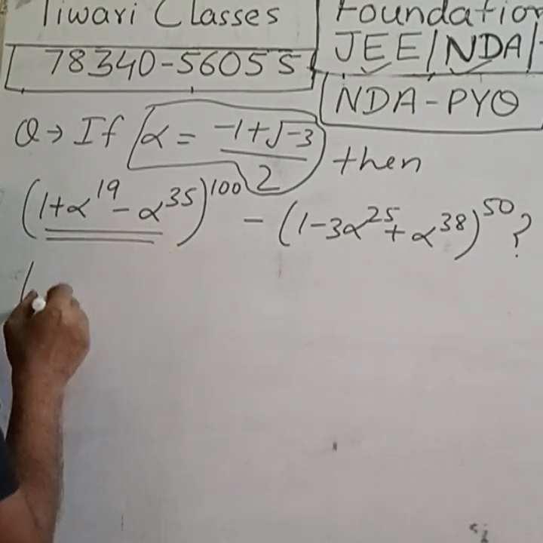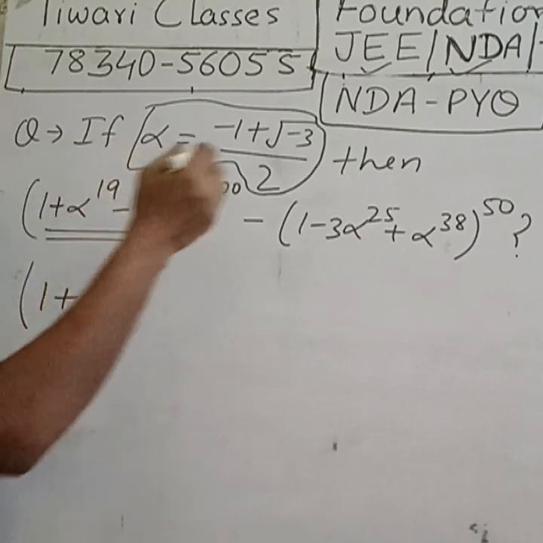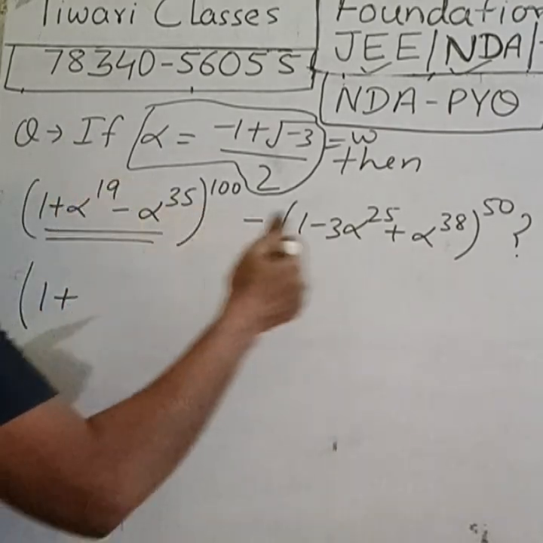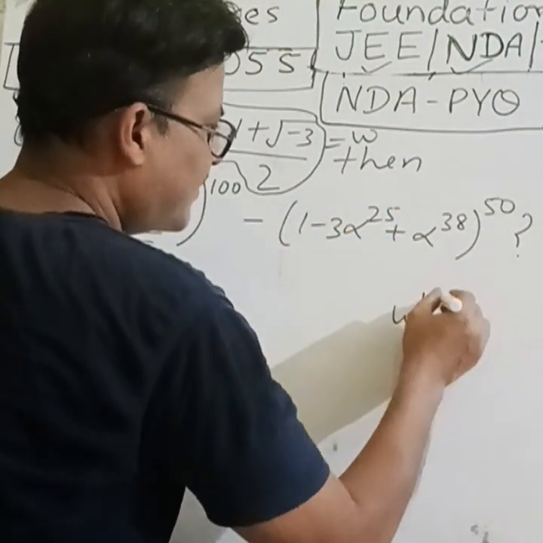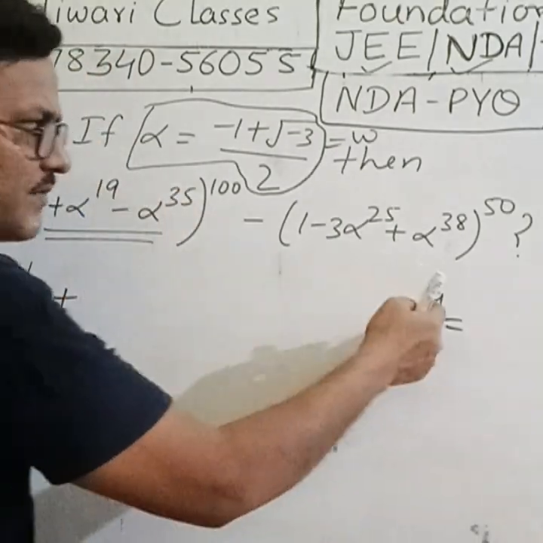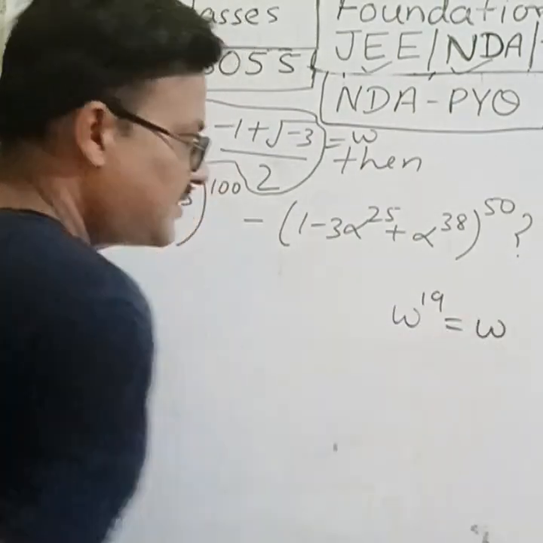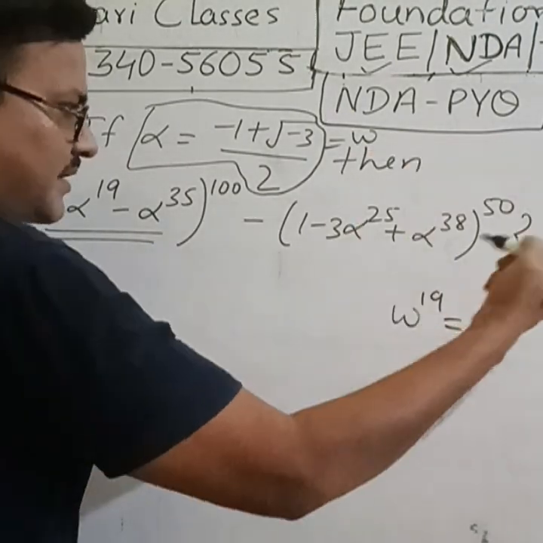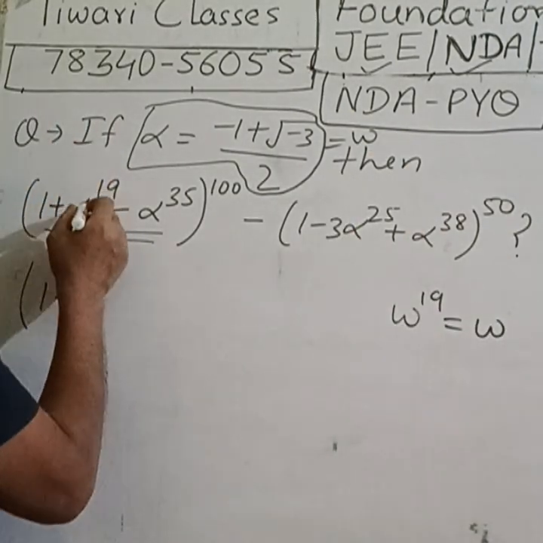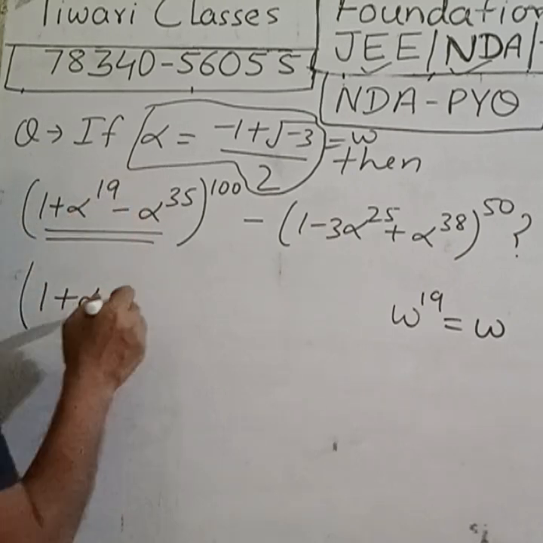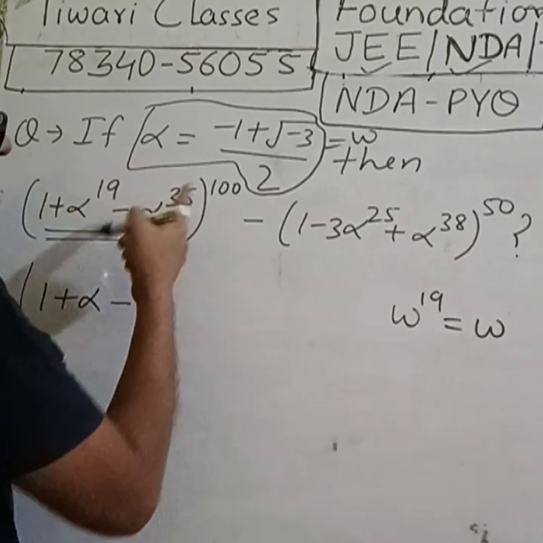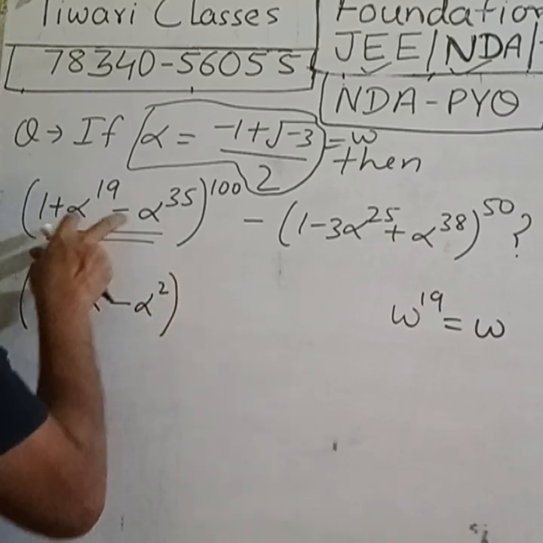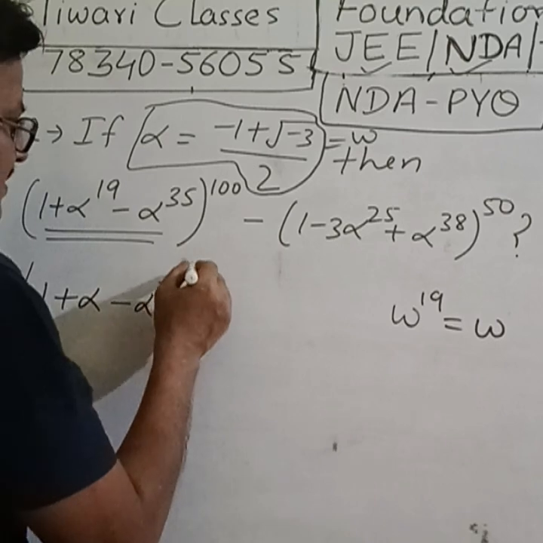Come to this expression. 1 plus alpha is nothing but omega. Alpha is equal to omega. So omega raised to the power 19, what will it be? Divide this power by 3. You will be left with the remainder 1. 6 threes are 18, only remainder 1 will remain, omega. So alpha to the power 19 is equivalent to alpha. Similarly, when you divide 35 by 3, the remainder will be 2. So this whole expression is equal to 1 plus alpha minus alpha square.